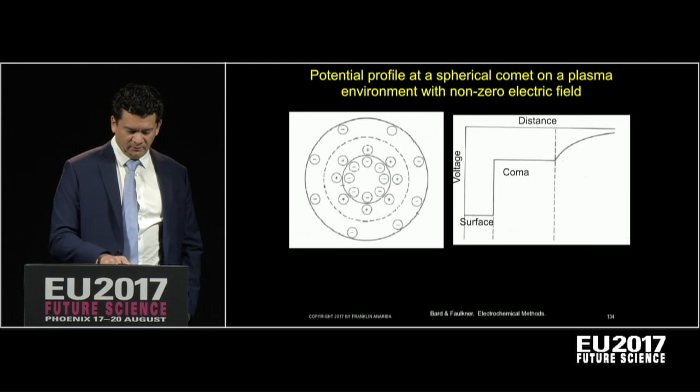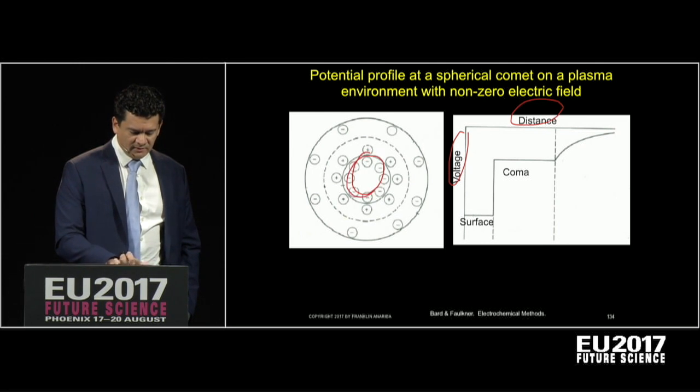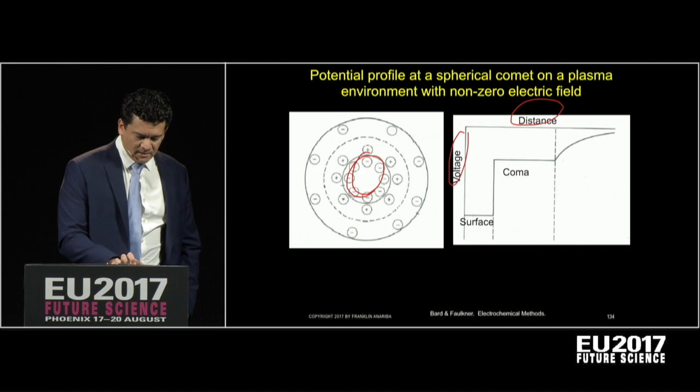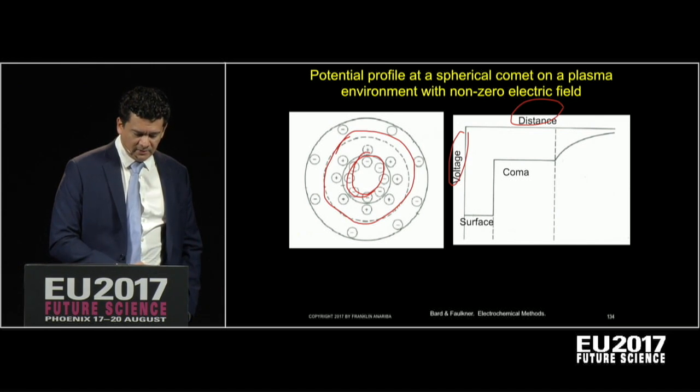So this is the voltage profile over here. We have voltage, we have distance, and in this model, I have the center. The center here is negative charge. That would be my Comet 67P or any other comet. And because this is an electrochemical model, I will have a layer of positive ions, and then a layer of negative ions. So the profile basically will look like this.